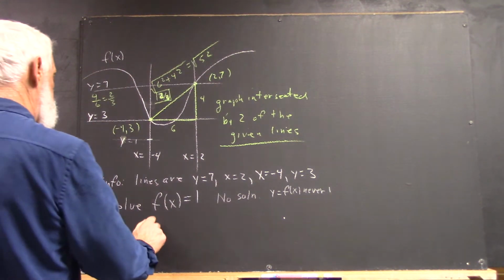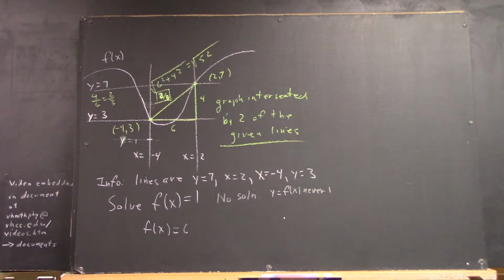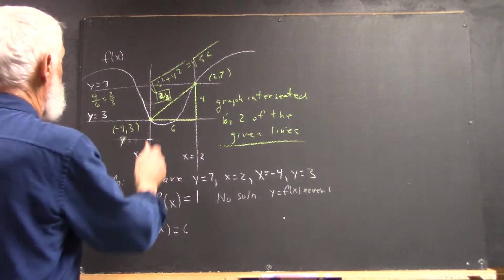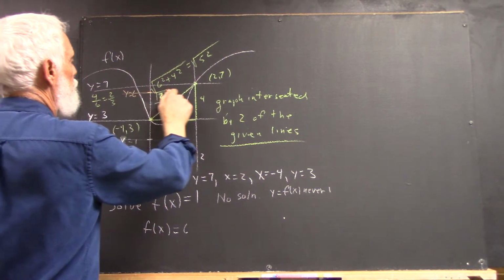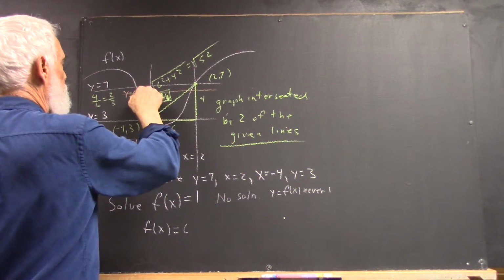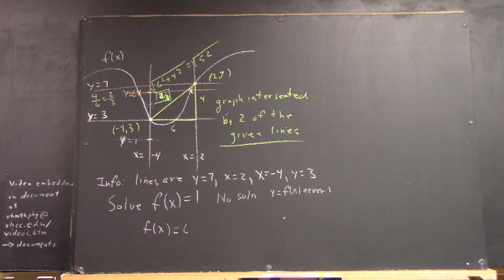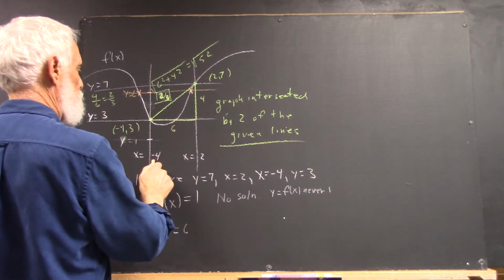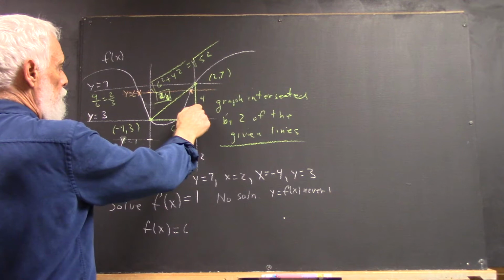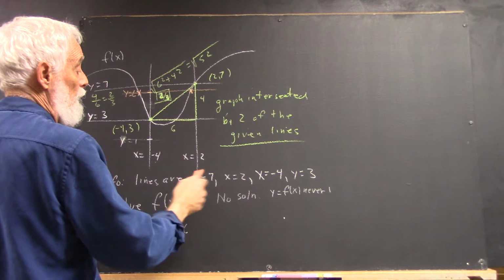Now, if it was f of x equals 6, so whatever y equals 6, okay? If it's f of x equals 6, then 6 would be like here. So here's y equals 6, and it crosses the graph here and here, right? So what are the x values? Well, between -4 and 2, the x value is pretty close to 2, right? Compared to -4, so maybe it's like 1.5.